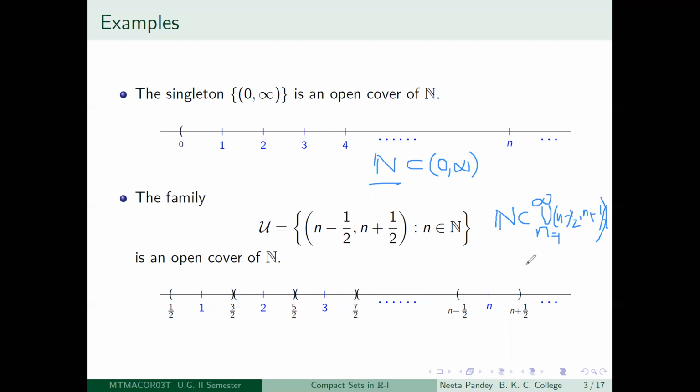What you had was that capital A should be a subset of the union of all U alpha, such that alpha belongs to lambda. So here your U alpha is actually U n, where U n is equal to n minus half to n plus half, and n belongs to the positive integers. So your lambda is actually equal to the positive integers in this case. Right? I hope I have made myself clear. So let us look at some more examples that will help us understand these things better.